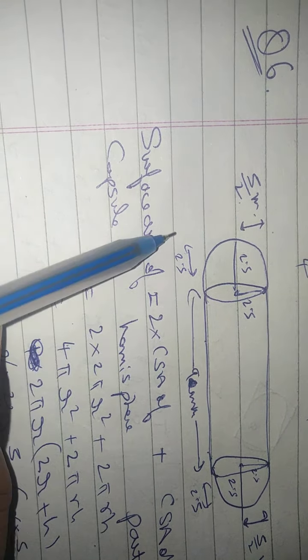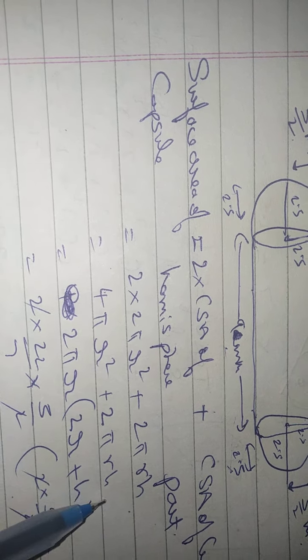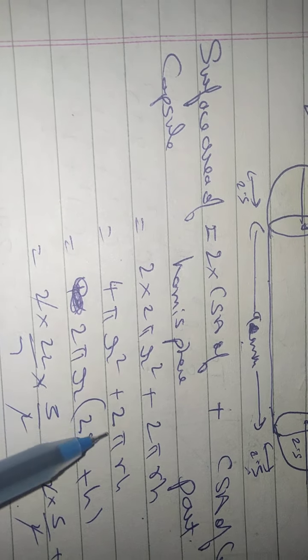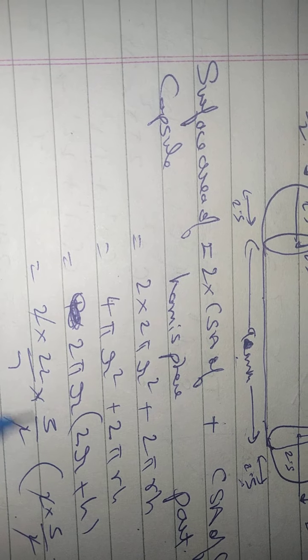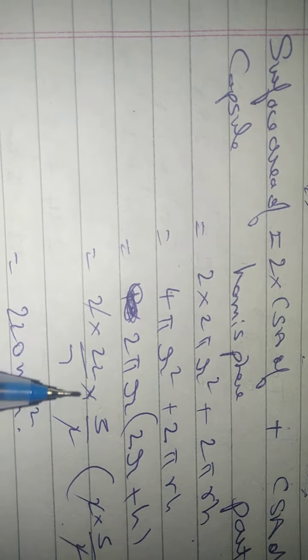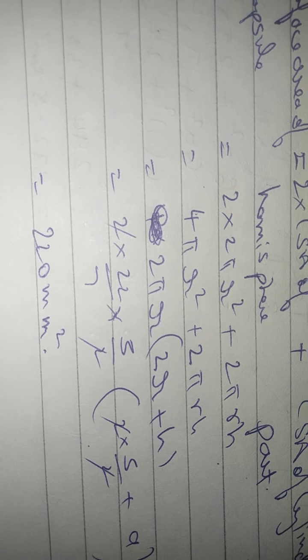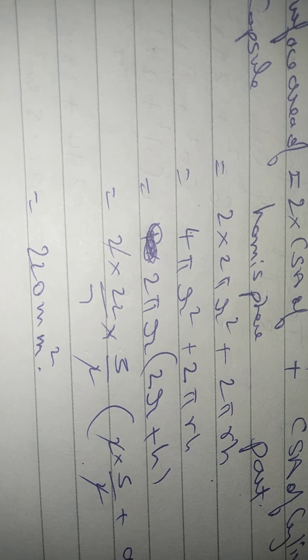Now surface area of capsule. 2 multiply CSA of hemisphere, since these two hemispheres are there, plus CSA of cylinder part. 2 into 2 pi r square plus 2 pi rh, that is 4 pi r square plus 2 pi rh. 2 pi r is common. The remainder is what? 2r plus h. Okay, now put the values. 2 pi r, value 5 by 2, then 2 into 5 by 2 plus height is given 9, and after solving we get 220 millimeter square. This is the surface area of the given solid.